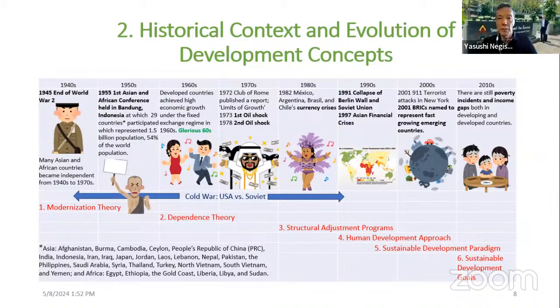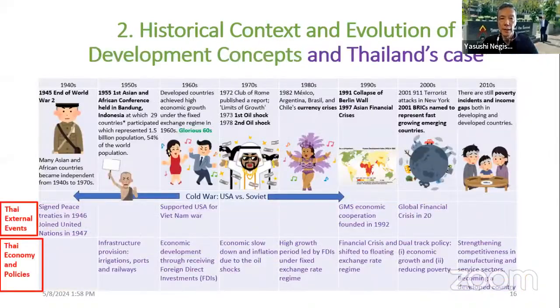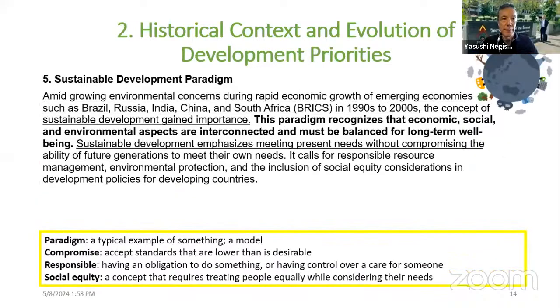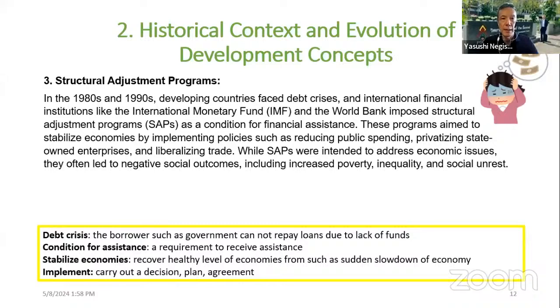And let me explain the two major concepts which prevailed during the 1980s and 1990s. The first approach is the so-called structural adjustment programs. In the 1980s and 90s, developing countries faced the debt crisis, and they had to go to the IMF and the World Bank to borrow the needed money.